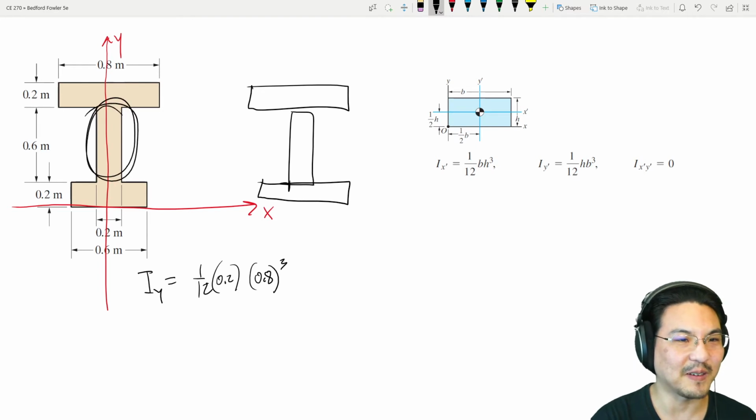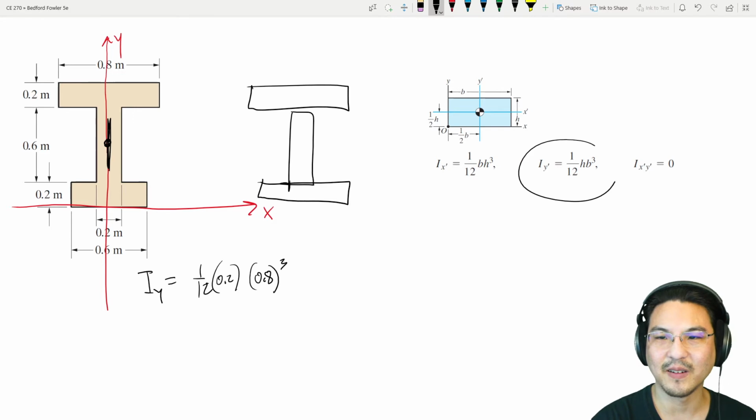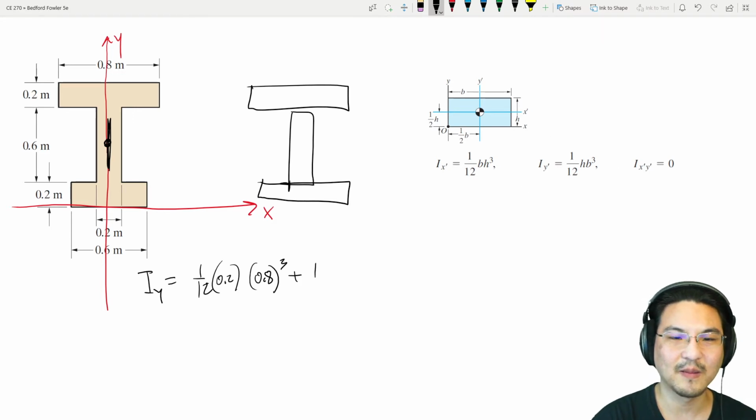Okay, so for this rectangle, its centroid is here. So about this axis, right here, 1/12 height base cubed. Height is 0.6, base 0.2.